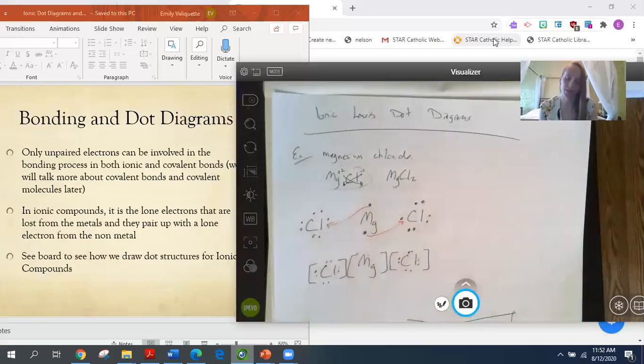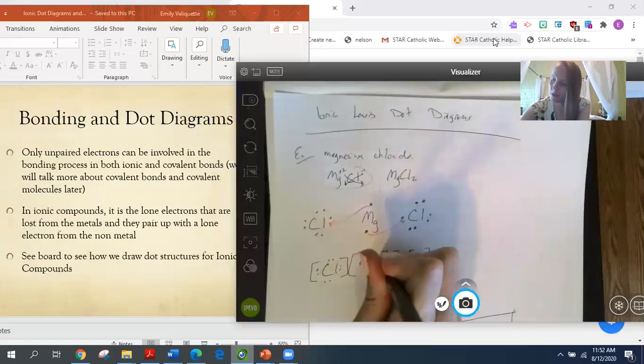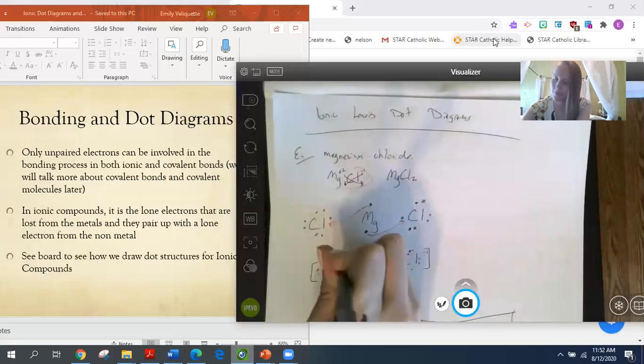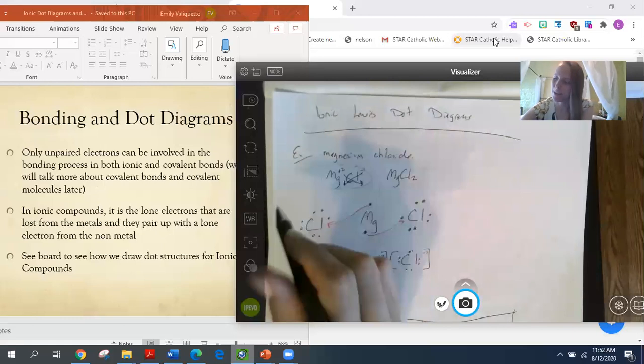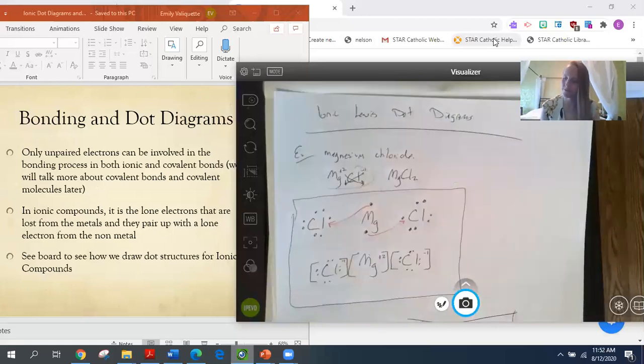And then the last step is to write in the charges of these ions. Magnesium, being in the second column, is going to have a charge of +2. Chlorine, because it's in the 17th column, is going to have a charge of -1. And then that would be your final answer. So in order to get full marks, you would have to show me everything that I have drawn out here.